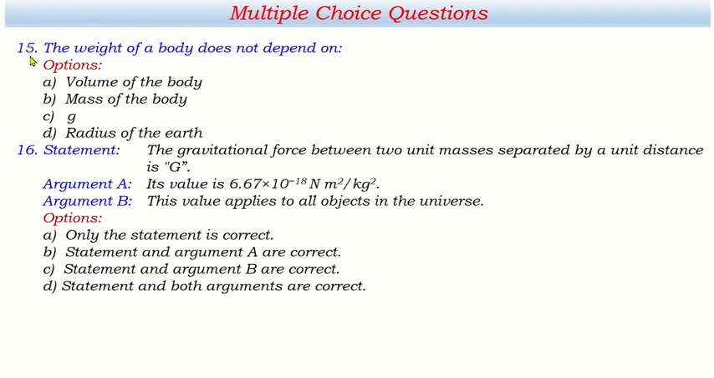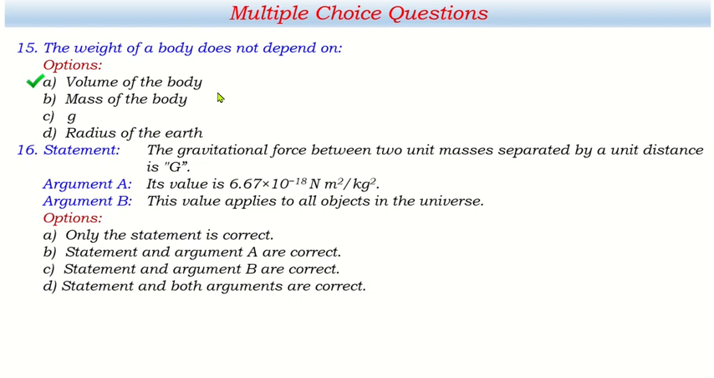Okay, now let's have 15. The weight of a body does not depend on what? Volume of the body, mass of the body, small g, radius of the earth. It depends on radius of the earth. It depends on the small g. If g is more, then weight will be more. If less, less. Then mass of the body. If mass is more, weight will be more. Volume of the body: yes, it doesn't depend on volume of the body.